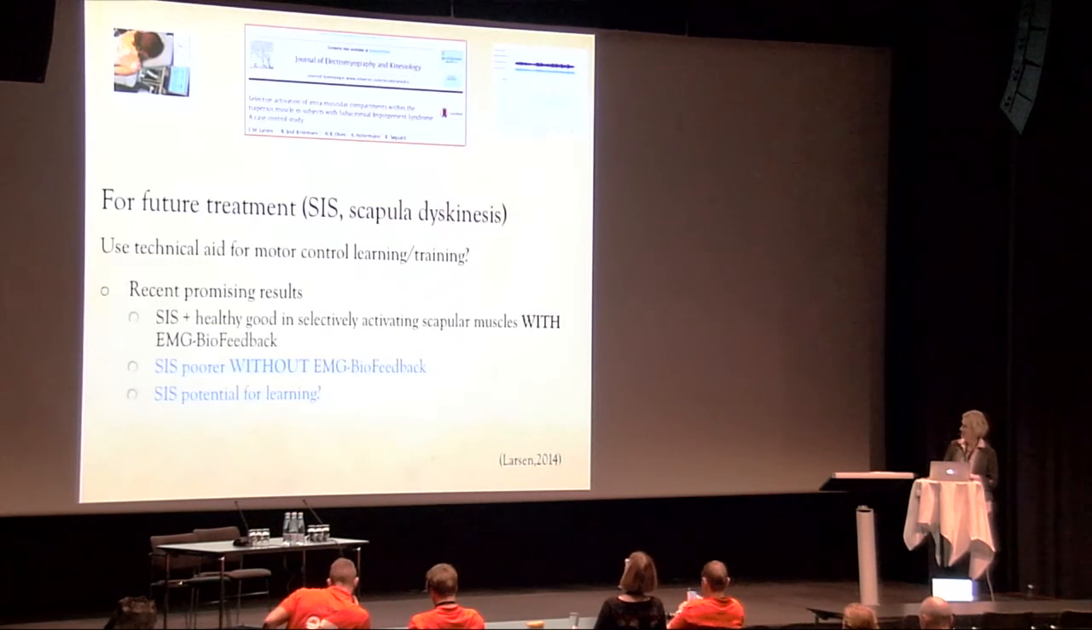As a recent promising study showed, both subacromial impingement patients and healthy subjects were equally good in selectively activating the scapular muscles with biofeedback, EMG biofeedback. However, the SIS group was poorer without biofeedback. So maybe there's a potential for learning in the SIS group as well as in the healthy control group. And one of the presenters here in this session, Camilla Larsen, will actually talk more about this EMG biofeedback as a technical aid for improving motor control relearning.